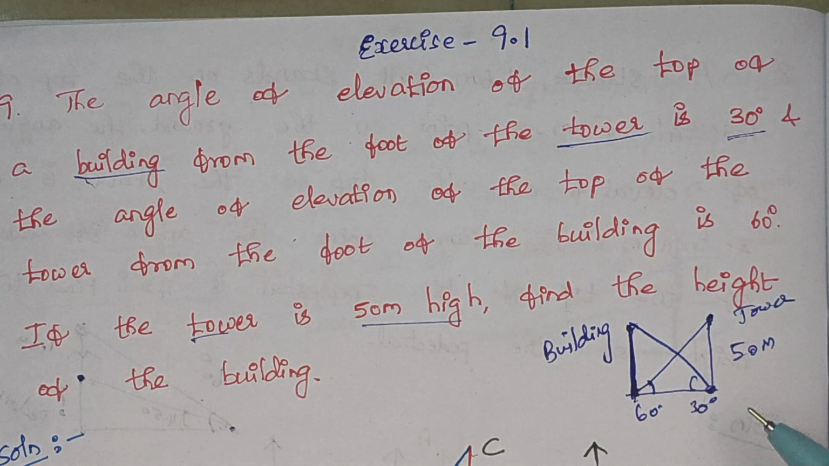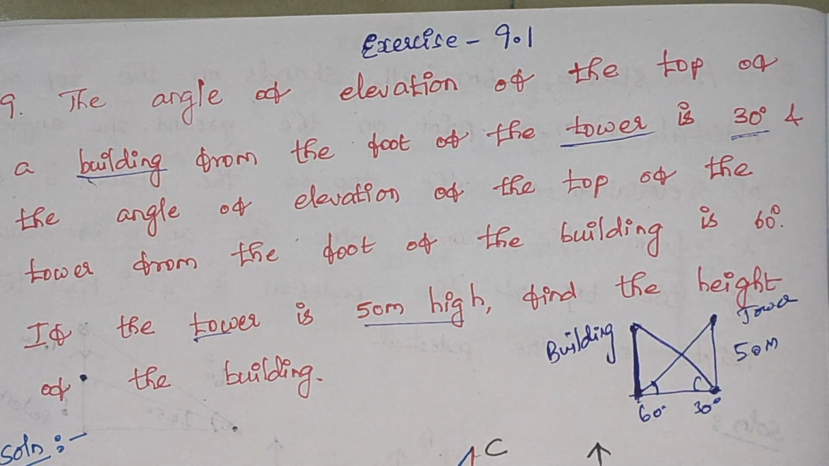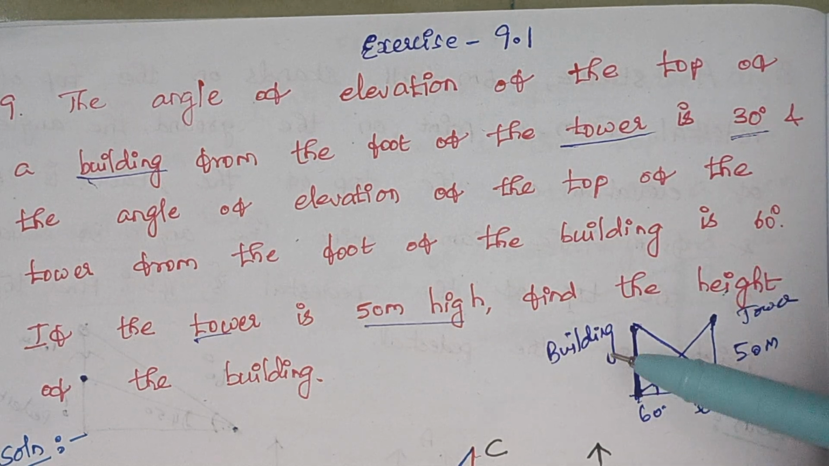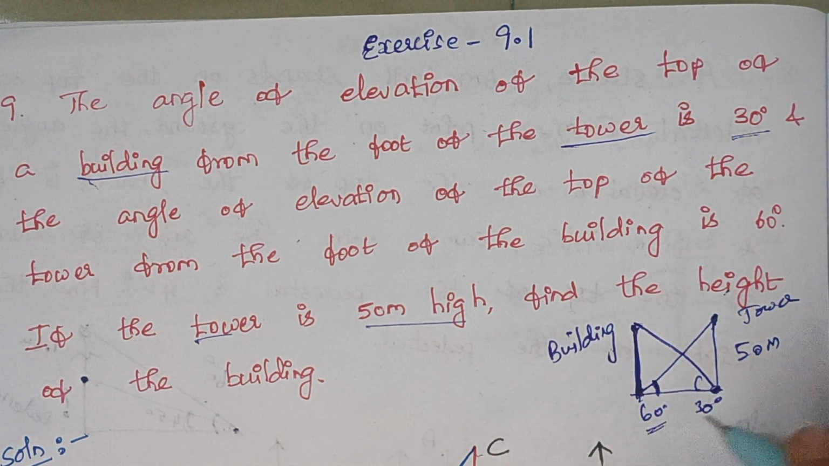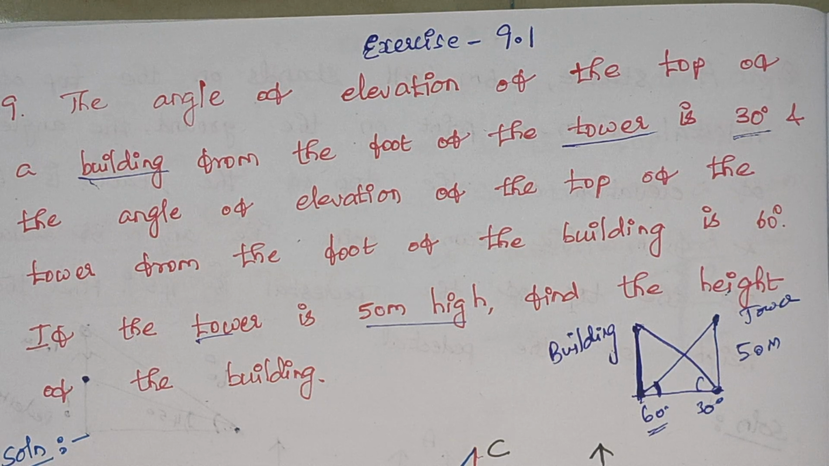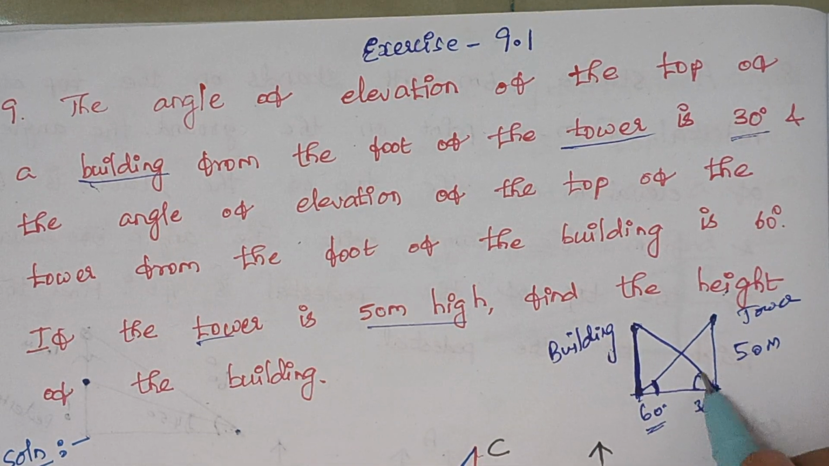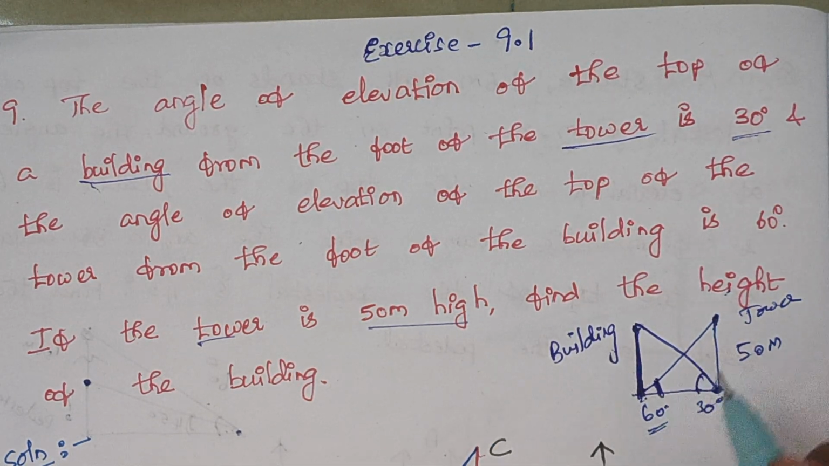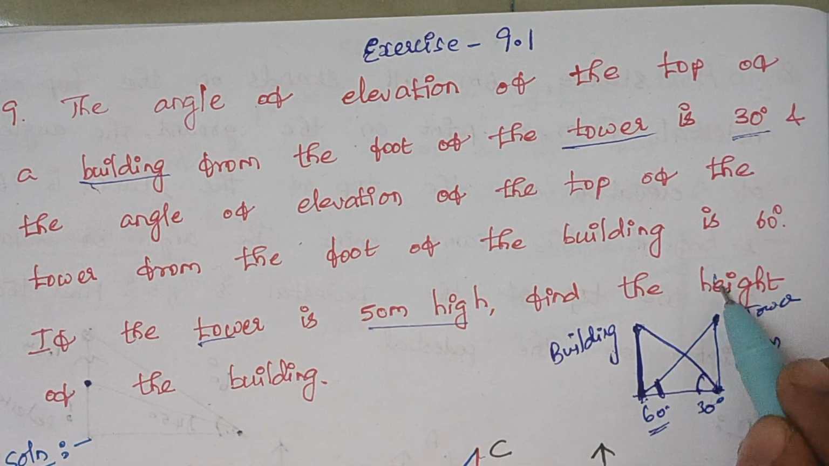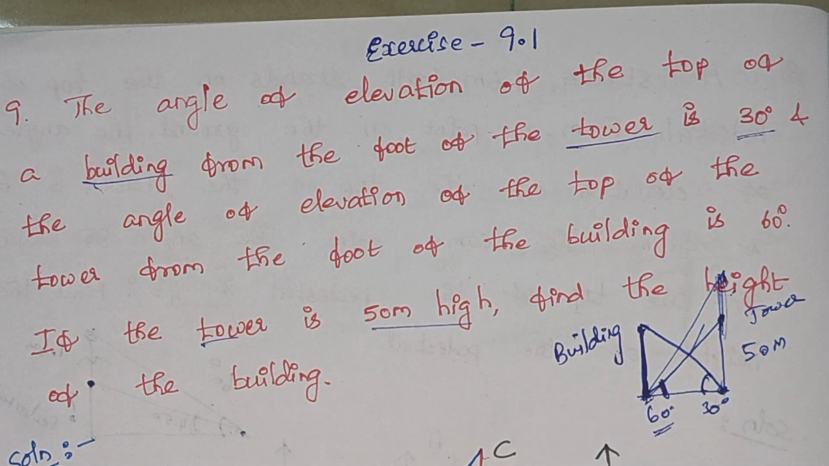So why is there a difference? Here it is 30 degrees, here it is 60 degrees. Why does the angle of elevation increase? Because this indirectly says that the height of the tower is greater than the height of the building. That's the reason why we have the angle of elevation as 60 degrees. From the foot of the tower to the top of the building, the angle of elevation is only 30, but from the foot of the building to the top of the tower, it is 60 degrees. This indirectly means that the tower is higher than the building. So your original diagram should be like this.